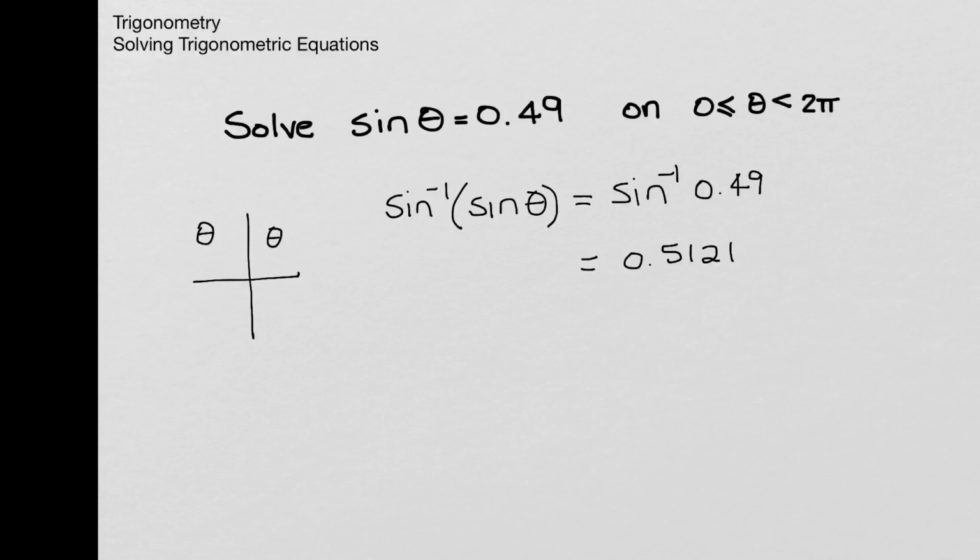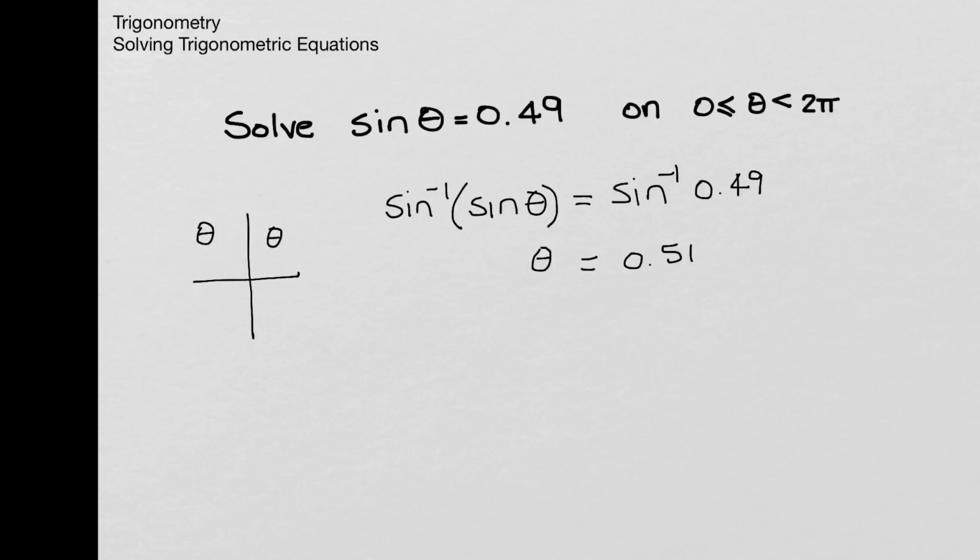Oh, it says 2 places. All right. Here we go. And when I take the sine inverse of sine theta, of course what I'm going to get is just theta. So I've got theta equals 0.51.